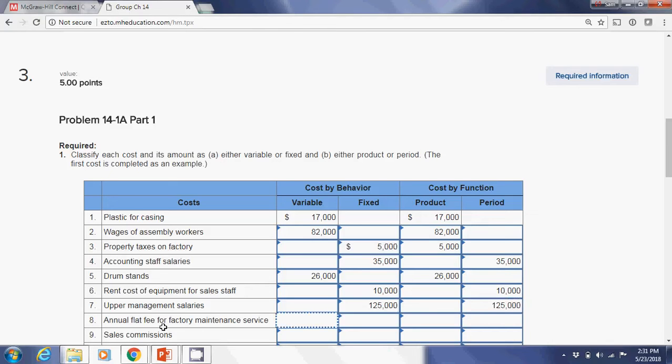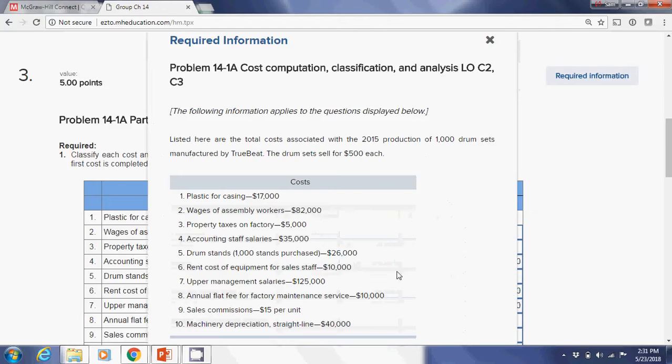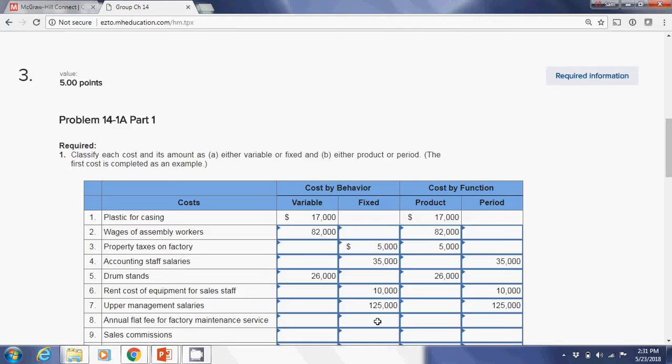Annual flat fee for factory maintenance service. Do you think that's variable or fixed? A flat fee sounds like it's probably going to be fixed. Let's look at that. $10,000. So $10,000 of fixed cost. Do you think it happens in the factory or somewhere else? It says factory. I think that's where it goes.